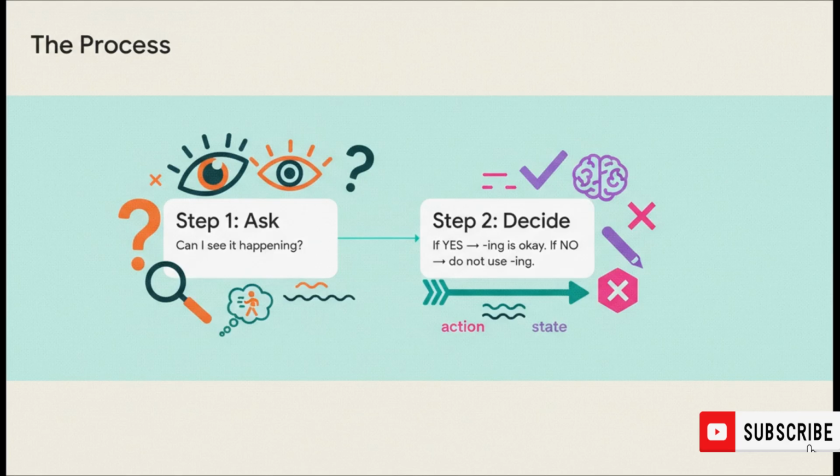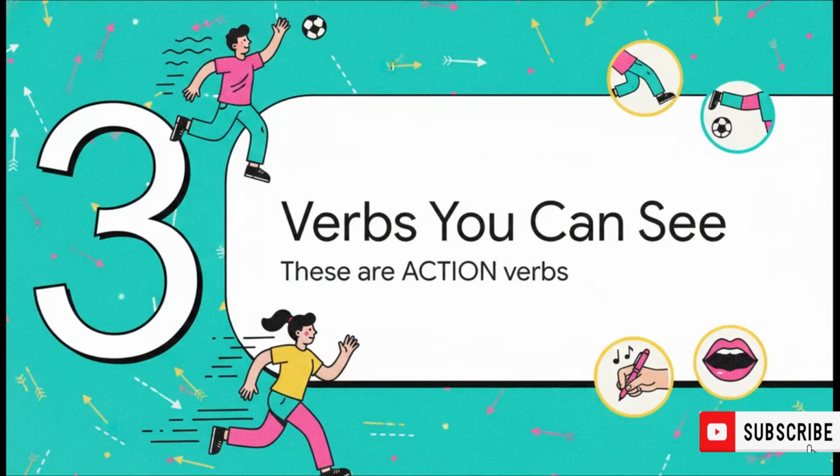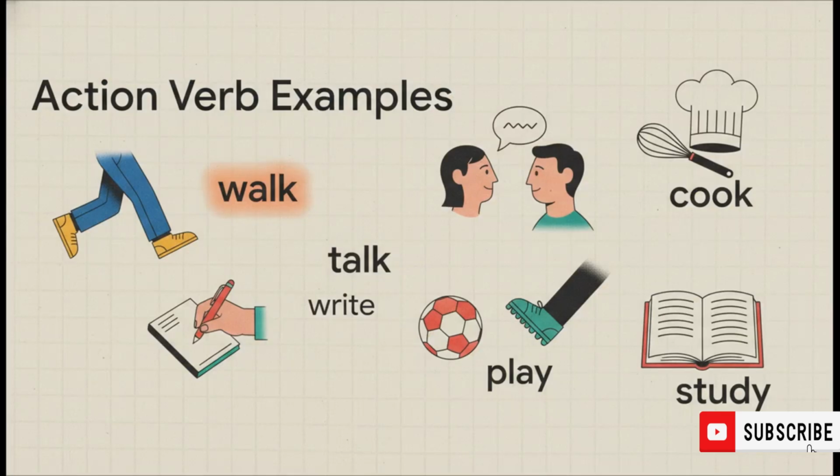Okay, hold on. So I just ask, can I see it? If it's a yes, ing is fine. If it's a no, then no ing. Is that really all? That is really all. Let's give it a try. Exactly. Let's start with the really easy ones, verbs that you can actually physically see. We call these action verbs because, well, they are actions you can watch. For instance, think about verbs like walk, talk, write, cook, play, study. These are all clear actions.